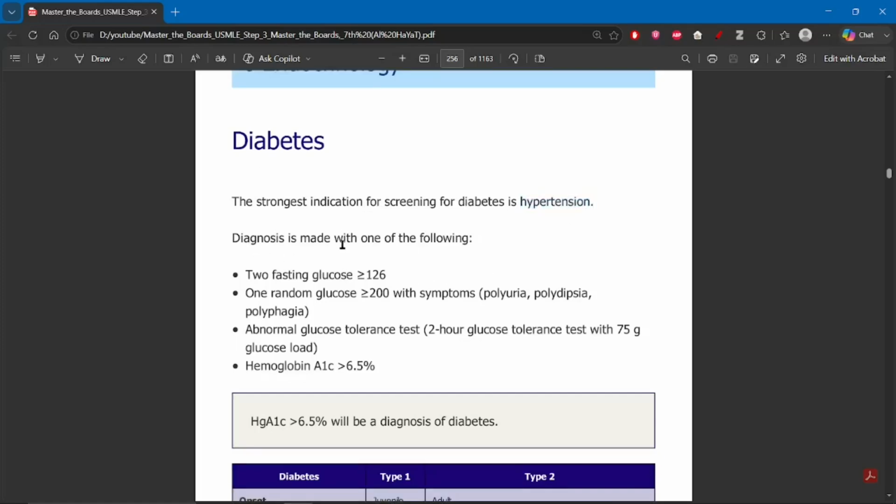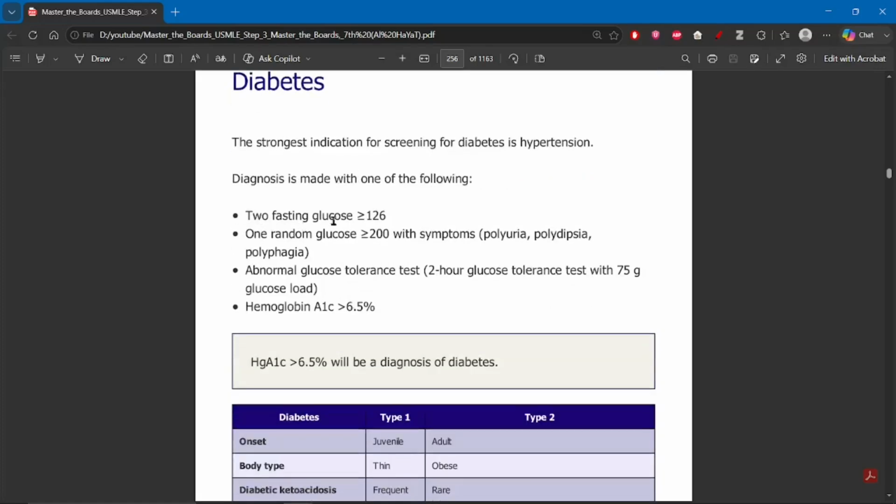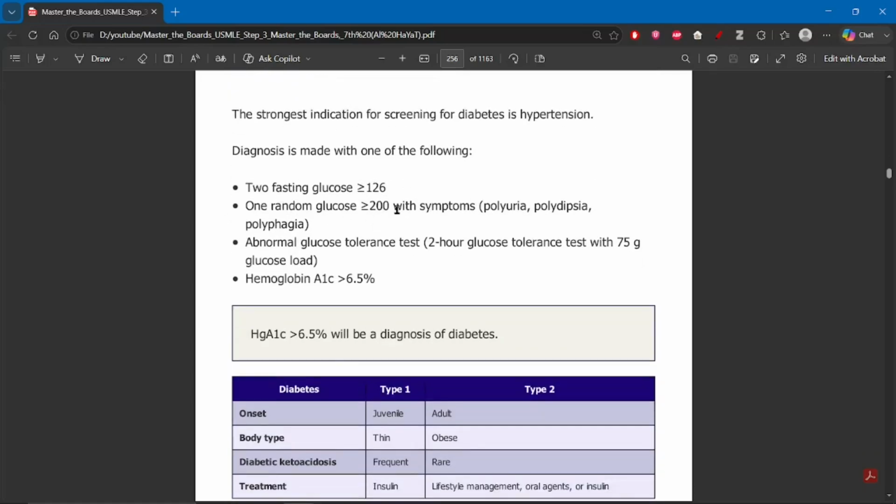So, starting off with diabetes, the strongest indication for screening for diabetes is hypertension. A diagnosis is made with one of the following: either the patient will present with two fasting glucose greater than 126 milligram per deciliter, or one random glucose greater than 200 with symptoms such as polyuria, polydipsia, polyphagia. Remember that this is an RBS of greater than 200.